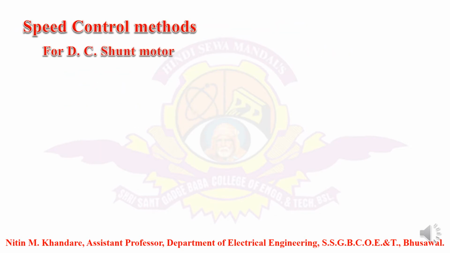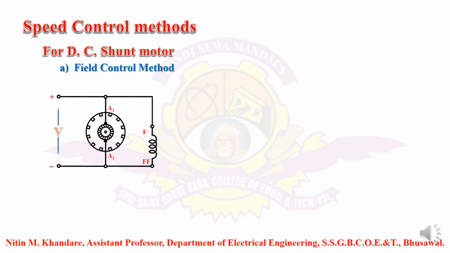So first of all is the field control method. So this is the shunt motor. We are applying the V voltage across the motor. IL will be the current drawn from the supply by the motor, which is divided into two paths. First is the armature current IA, whereas the remaining current will be carried by the field winding, ISH.